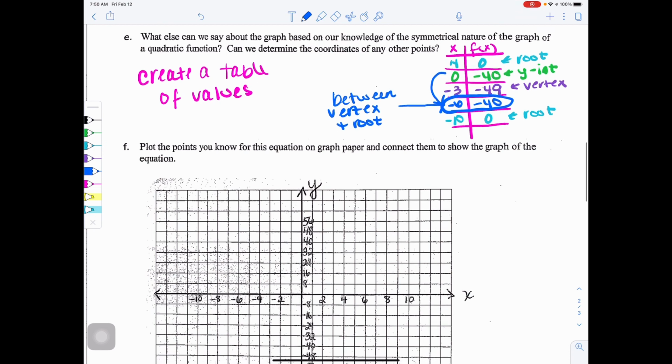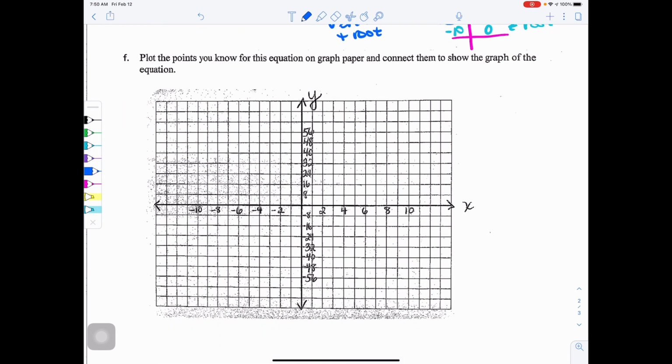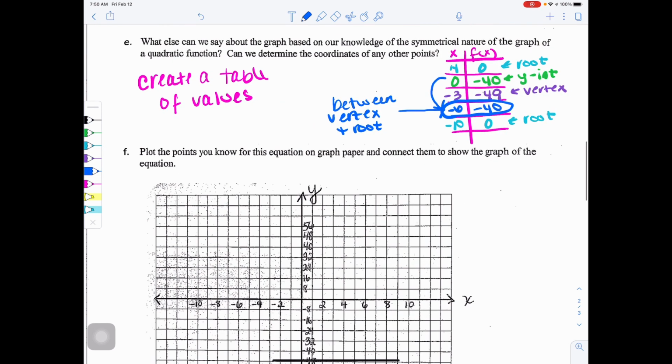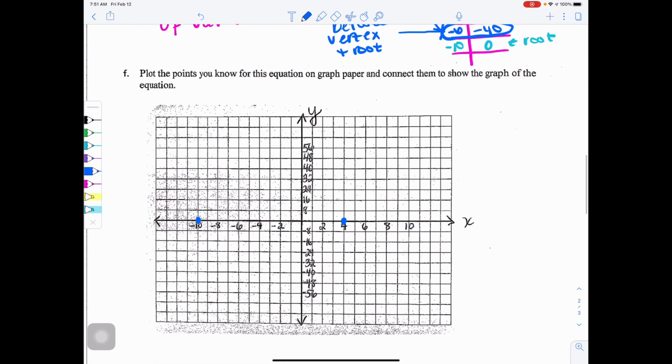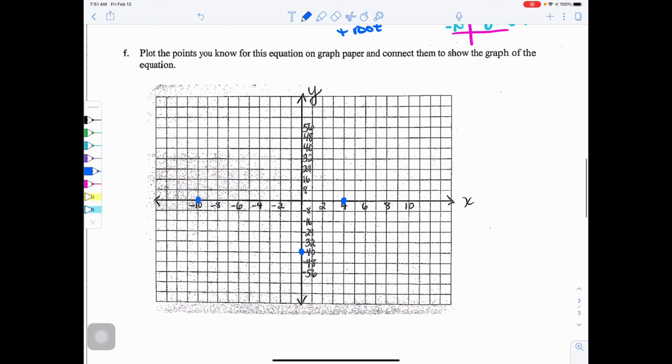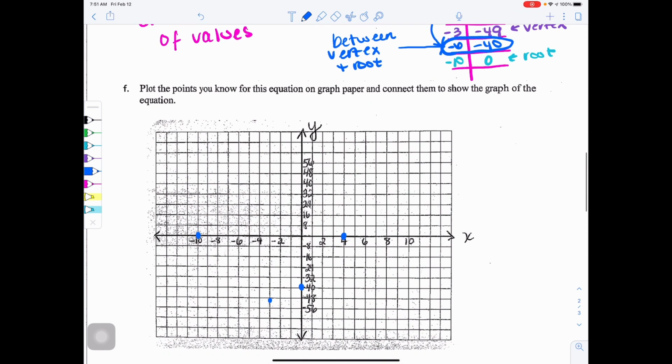So now in part F, we're going to actually plot these points for the equation on our graph paper. So we're just going to take these coordinates and plot them. We have 4, 0, and we also have negative 10, 0. So those are our two roots. We then have 0, negative 40, which is here. We also have negative 3, negative 49, so negative 3, and then just below negative 48 will be negative 49. Be careful of your scales here. Also have negative 6, negative 40.